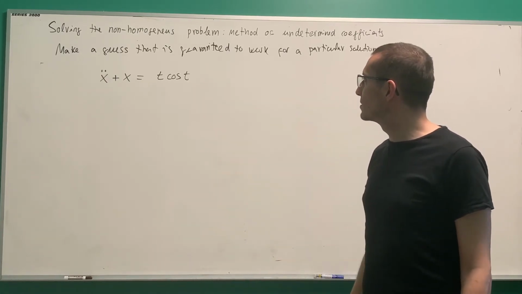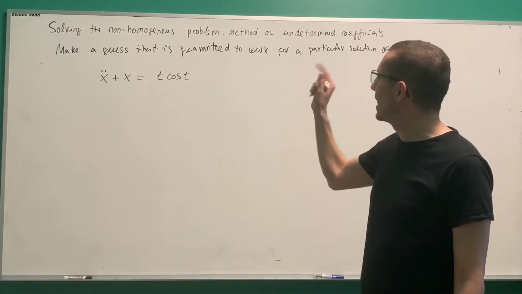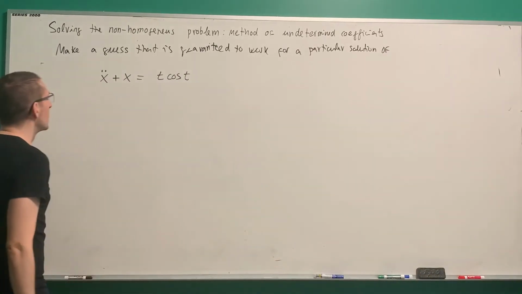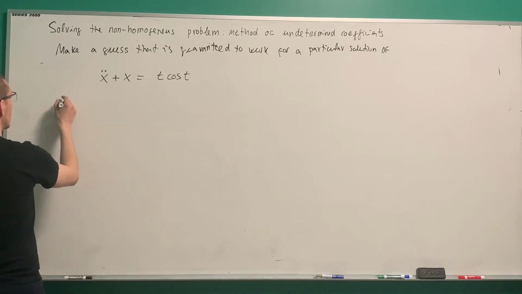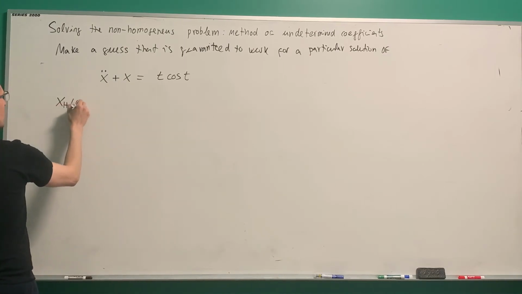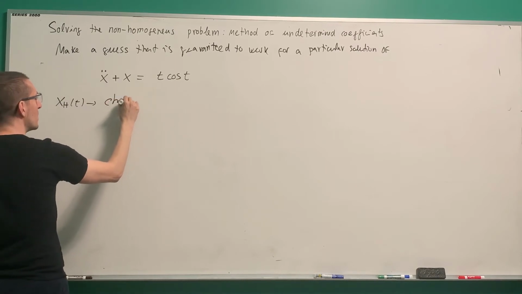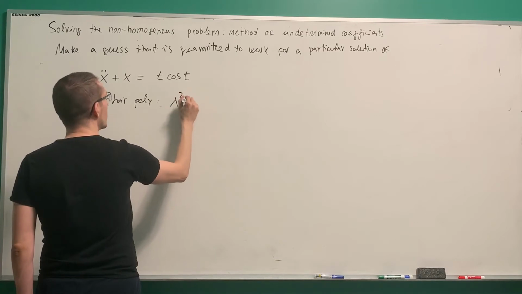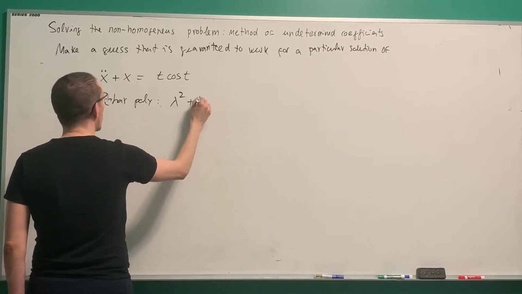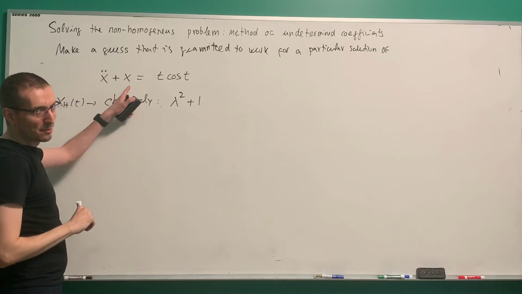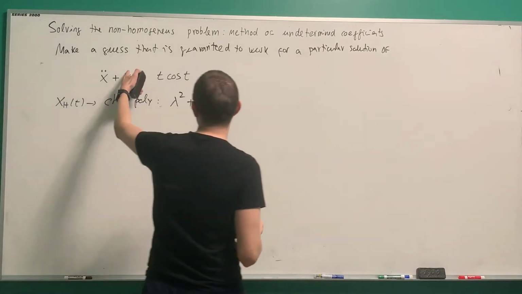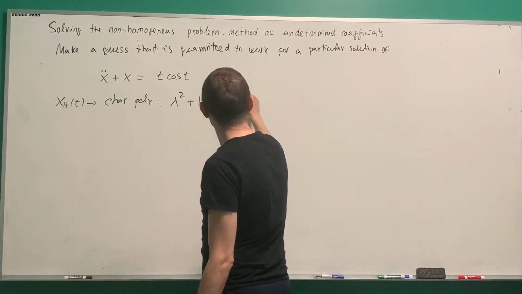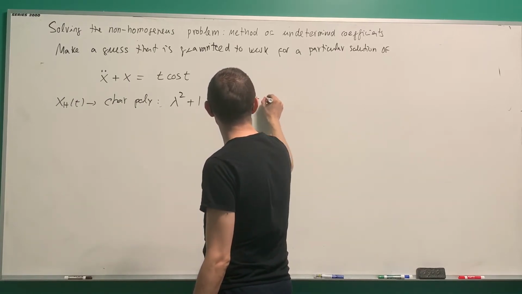x dot dot plus x equals t cosine of t. So let's find a good guess for the particular solution. First, let's find the homogeneous solution. To find xh of t, the characteristic polynomial in this case is lambda squared plus 1. Remember, not plus lambda, plus 1. Plus lambda would be if it were an x dot, but it's not. So the roots are lambda equal to plus or minus i.